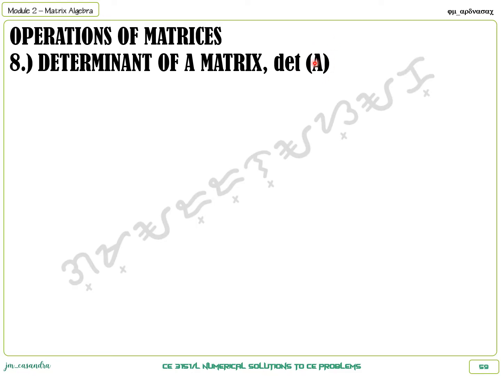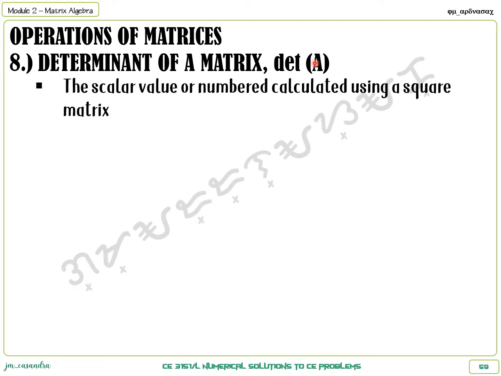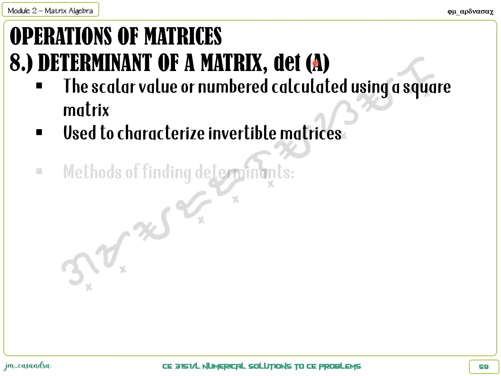The determinant is simply a scalar value or a number that is calculated using a square matrix. So a determinant can be solved only if you have a square matrix. So it's applicable to a 2 by 2, a 3 by 3, a 4 by 4 matrix, or any larger square matrix. This is used to characterize invertible matrices, or those matrices that can be inverted.